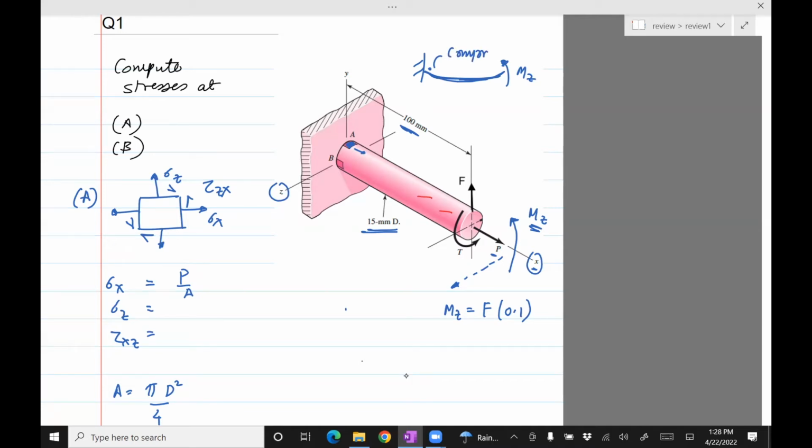So the stress would be Mz y, which would be d divided by 2, divided by I. And since it's compressive, it's going to be in this direction, sigma x due to Mz. So it'll be negative.